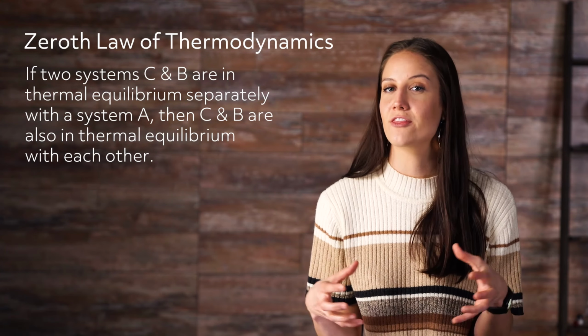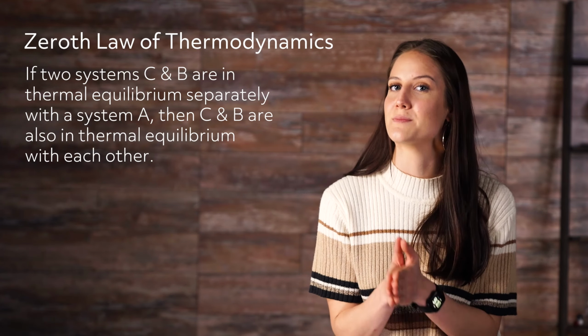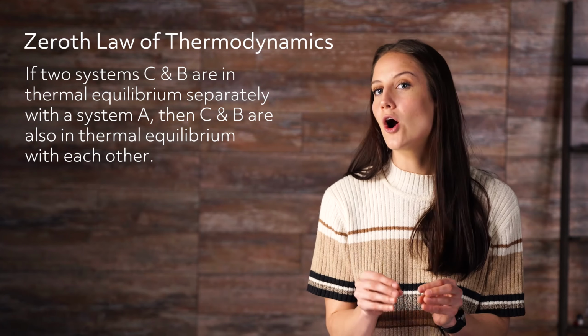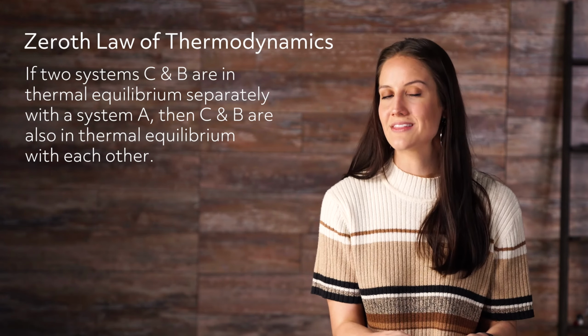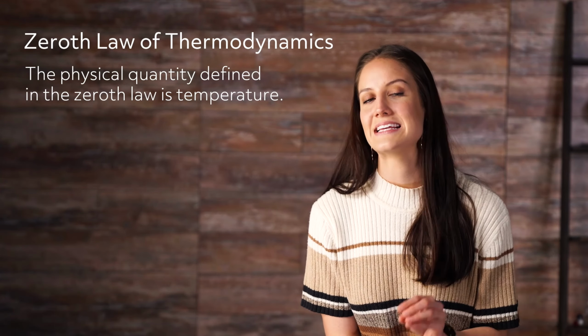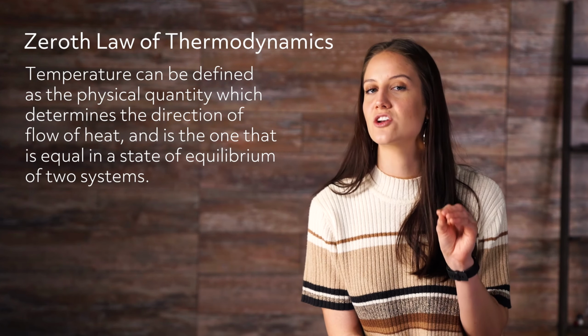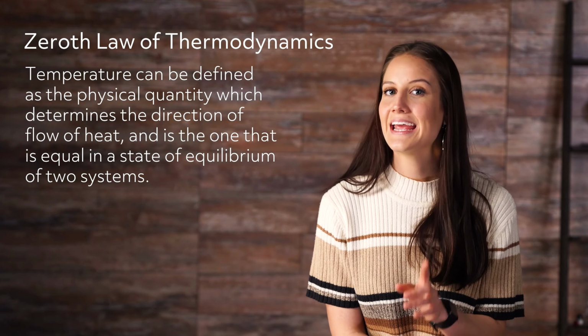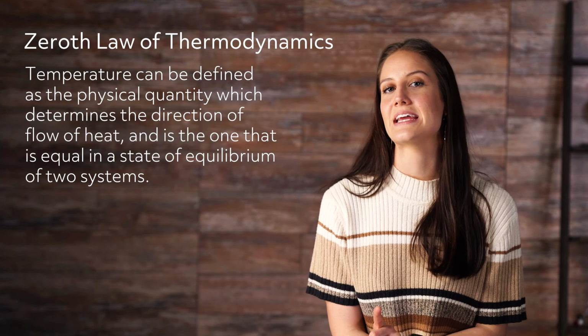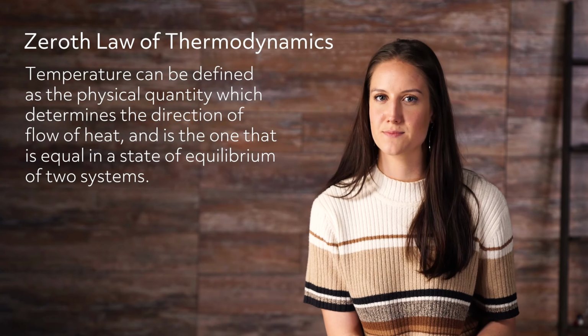Let's review that real quick. First, the 0th law says that if 2 systems, C and B, are in thermal equilibrium separately with a system A, then C and B are also in thermal equilibrium with each other. Secondly, the physical quantity defined in the 0th law is temperature. And lastly, temperature can be defined as the physical quantity which determines the direction of flow of heat and is the one that is equal in a state of equilibrium of two systems. That was the 0th law of thermodynamics.